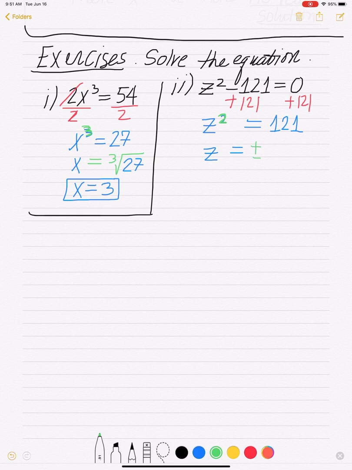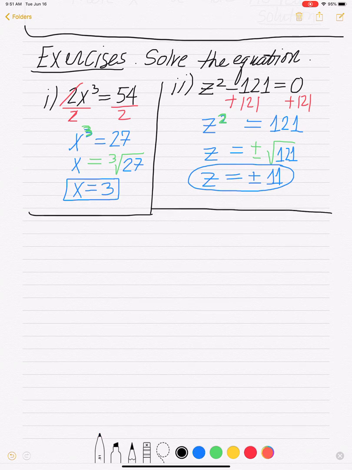Remember, plus minus when you have an even power. Even power requires a plus minus, then the square root. So plus minus the square root of the right-hand side, 121. So we're talking about z is 2 solutions, plus minus. What's the square root of 121? How about 11? So you get 2 solutions, plus 11 and minus 11. So you should expect to get 2 solutions when you have even power. All right, number 3.